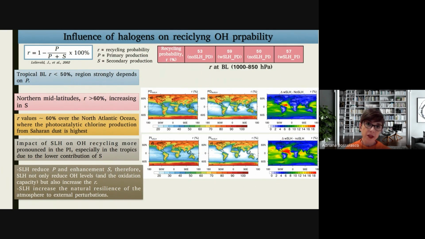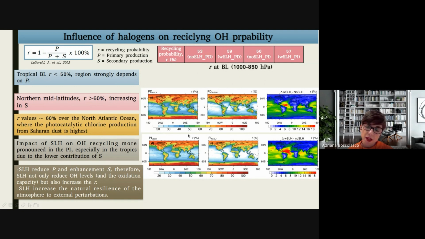We also calculate the OH recycling probability, a concept that was introduced by Lelieveld in 2002, and reflects the proportion of OH that can be regenerated from its secondary source. So in our simulations, we see that in both periods, present day and pre-industrial, SLH increased the recycling probability.